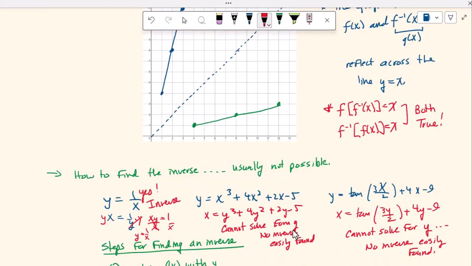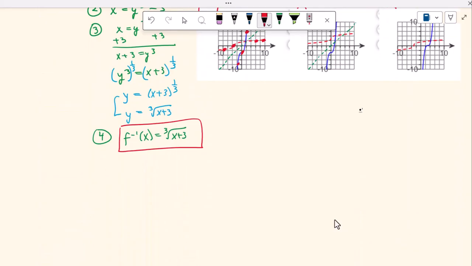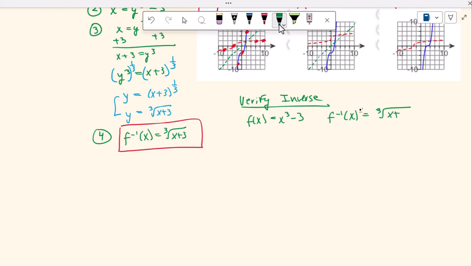So I'm going to come down here and actually do that and show you what that looks like. It's kind of cool. Okay, so check or verify, I'll call it verify inverse. So I have my original function, in this case f of x equal x cubed minus 3, and then my inverse function that I just found over here was the cubic root of x plus 3. Okay, so first one I'm going to check: f of f inverse of x. That means we're going to take this and plug it into that. So let's do that.